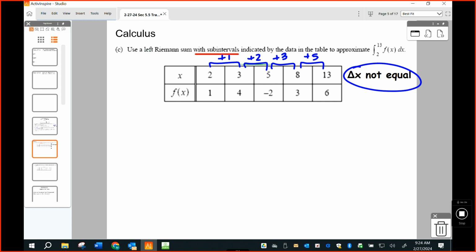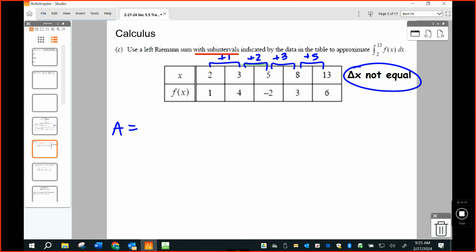Okay, so if the delta x is not equal, I can't just do delta x times the heights of those 4 rectangles. How am I going to calculate the areas of these 4 rectangles if all the delta x's are different? You're going to have to just calculate the area of each rectangle separately and add those areas together because the widths are not the same, so we can't factor that out, okay? So we're going to approximate this by calculating the area of each rectangle separately.